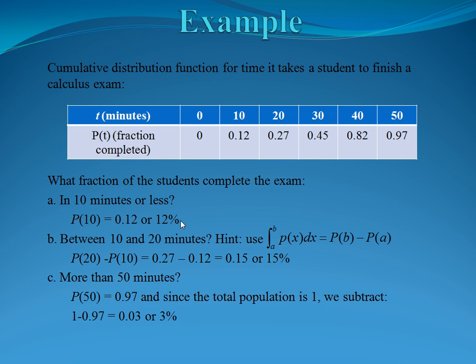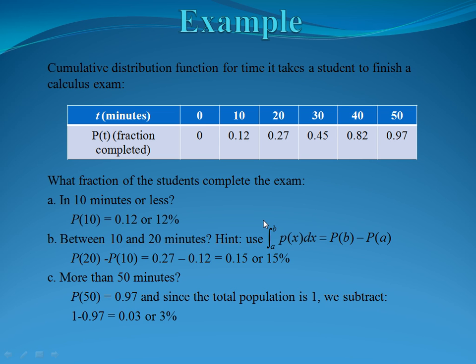For part B, what fraction of the students have completed the exam between 10 and 20 minutes? Well, between 10 and 20 minutes doesn't count all the students who finished before the 10-minute mark. So we want to use the fundamental theorem of calculus. We're going to do the CDF at 20 minus the CDF at 10. So the difference between these two fractions completed. We do 27% minus 12%. So that tells us that 15% finished between 10 and 20.